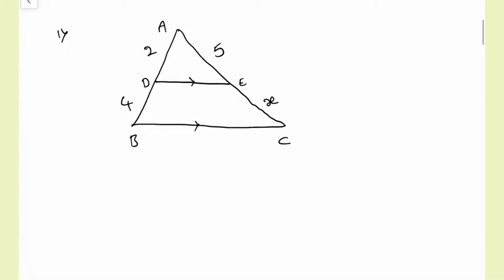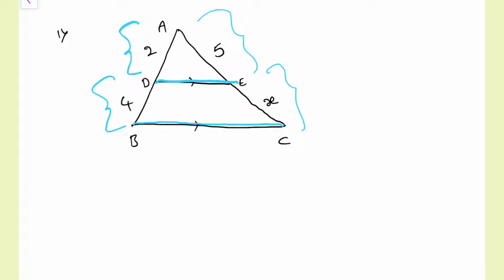First question is, we have a triangle ABC in which DE and BC are parallel to each other. Then AD is given as 2 units and DB is given as 4 units. AE is given as 5 units and EC is given as X. So we need to find out that X value. According to the basic proportionality theorem, AD by DB equals AE by EC.